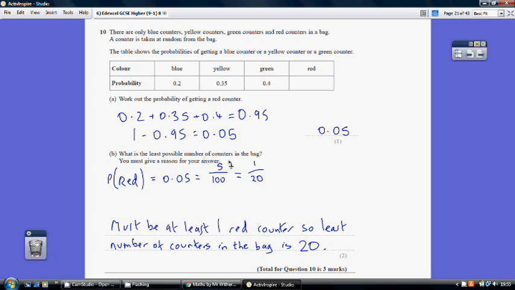Now, what is the least possible number of counters in the bag? And we give a reason. Well, the probability of a red, we've just worked out to be 0.05, and this is the smallest probability. That is 5 out of 100, which is 1 out of 20. Now we've got to get a whole counter. We can't have part of counters. So if we have 20 counters in the bag, then we would expect to get 1 red counter, because it would be 1 out of 20. So there must be at least 20 counters in the bag to give us our 1 red counter.